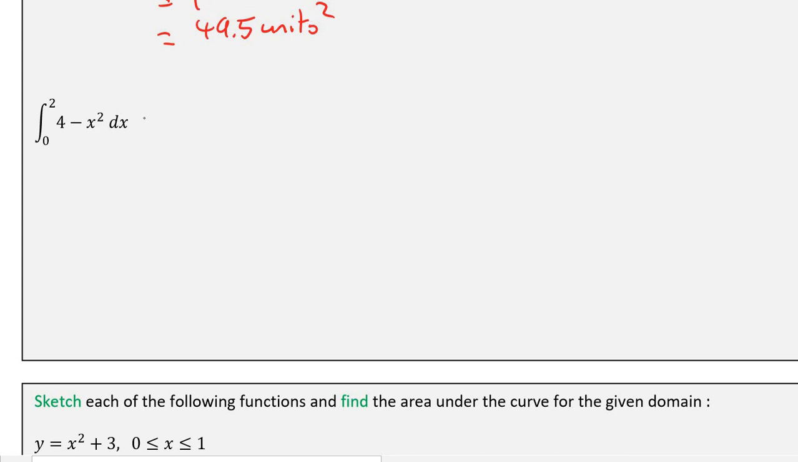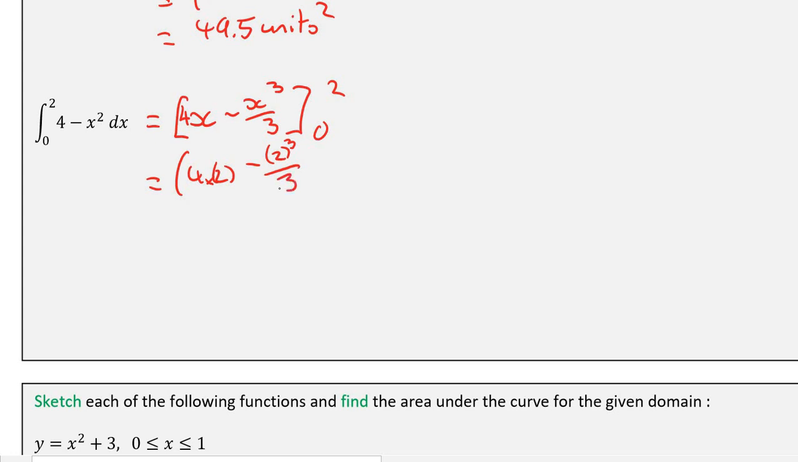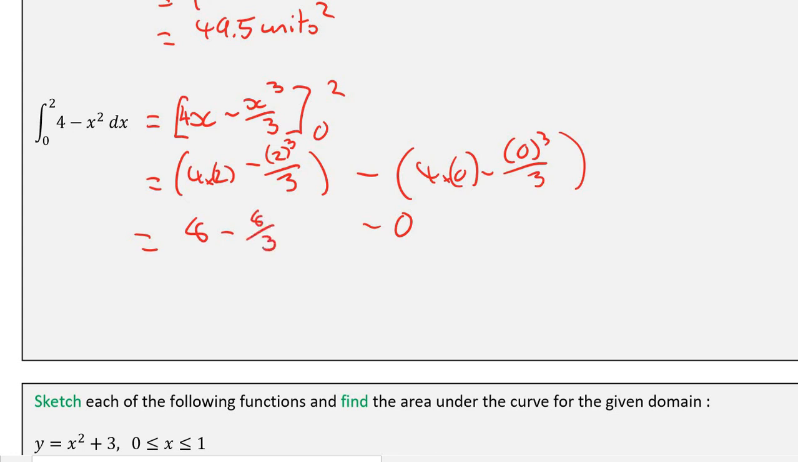Okay, so for this one, equals 4x minus x cubed on 3, from 0 to 2, equals 4 times 2 minus 2 cubed on 3, minus 4 times 0 minus 0 cubed on 3, which that whole end one ends up being minus 0, so whatever. 4 times 2 is 8 minus 8 thirds, which would give us 24 on 3 minus 8 on 3, which would be 16 on 3.